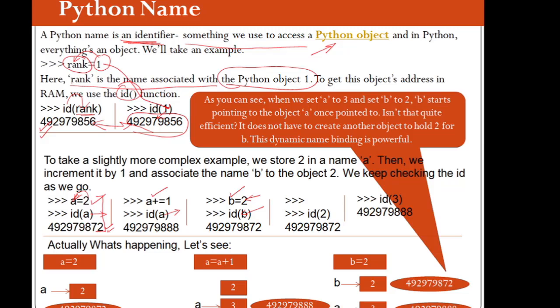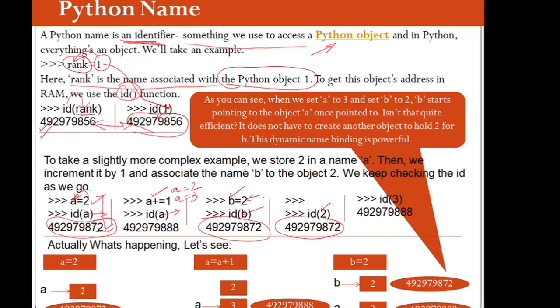You try to find the object address of b. So you can see over here this address is the same as this address. Then you try to find the object address for 2. This is again the same as a and b. Initially the value of a was 2.